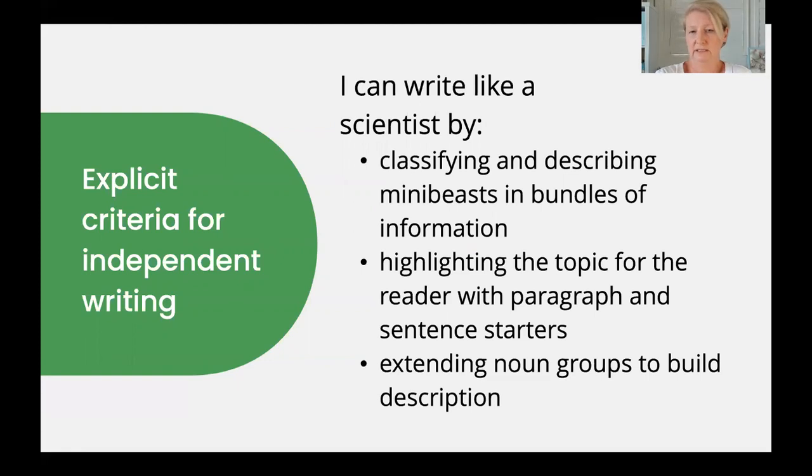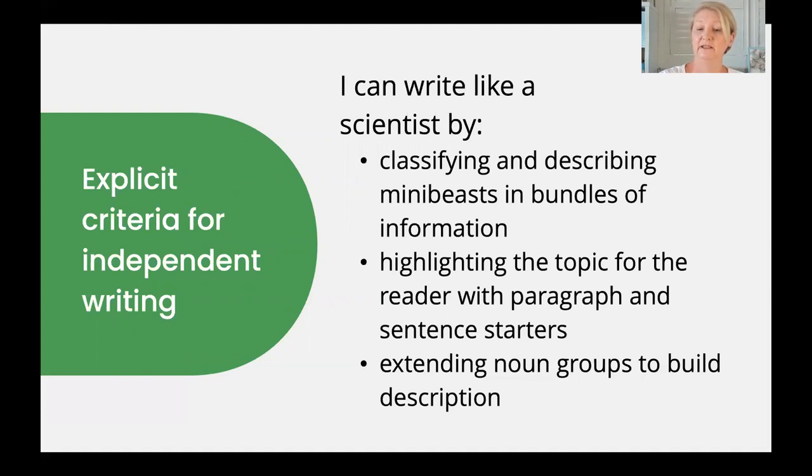So if we stick with the science context, and I'm putting who I want my writers to be up front, I can write like a scientist, because it's very different writing like a scientist as compared to a reporter or an historian or a health expert and so on. How will I know that I can do this? I'll be classifying and describing mini beasts in bundles of information. Now, the reason I've written this like this is because it's probably how I may have talked about it during the modelling and joint construction. And note that we're making the purpose clear up front, classifying, describing. We're also linking to perhaps how the text might be structured, where we tend to classify and then describe in bundles or paragraphs of information.